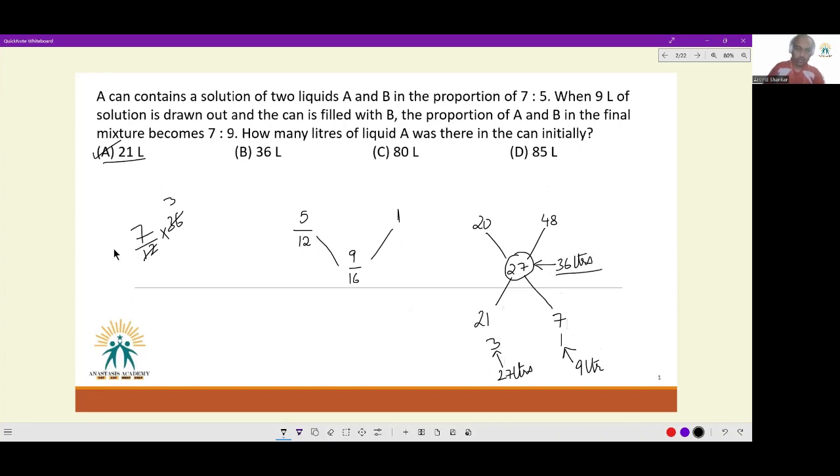Once I have 36 liters, I can again get to how many liters of liquid A was there in the can initially. It will be optional. Multiple ways to reach the answer. Just that whatever strikes you first.